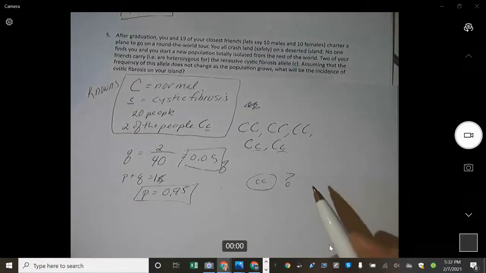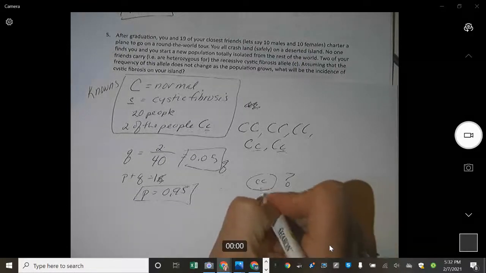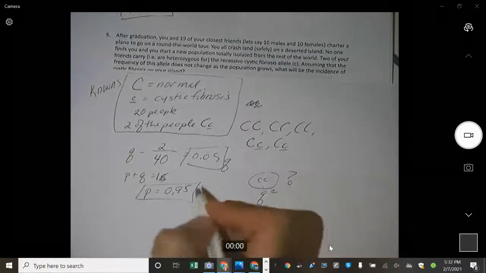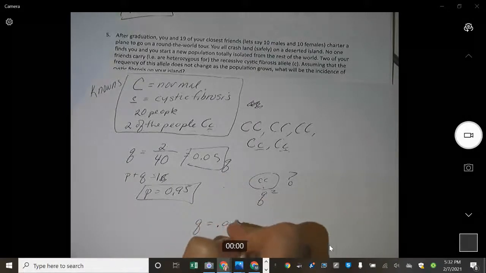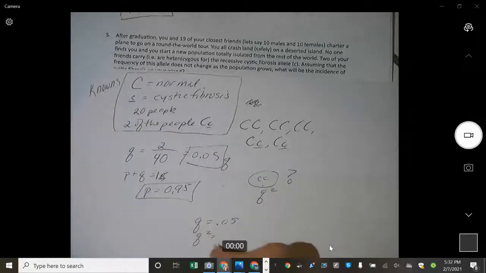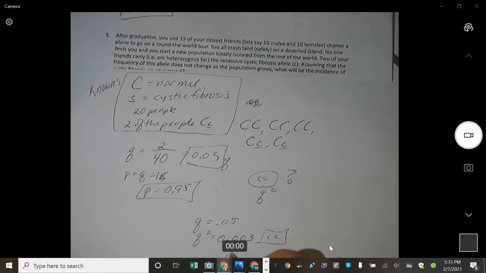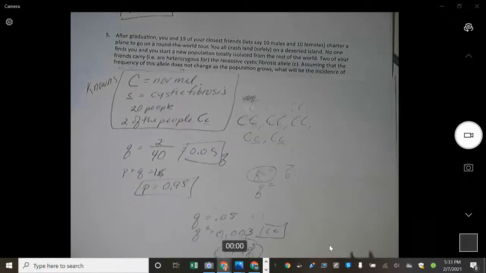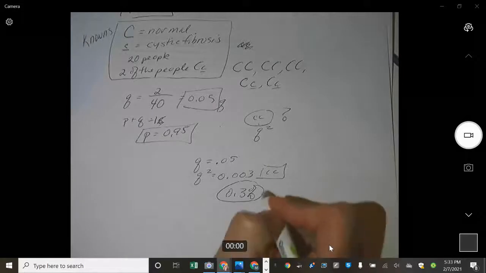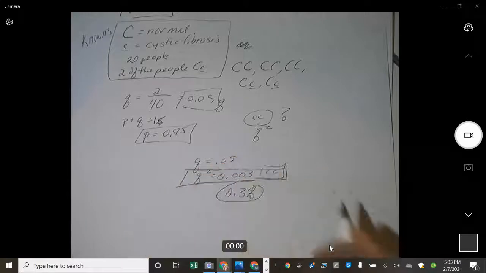So let's say your population continues for 1,000 years and then someone discovers your island. What would be Q squared, right? So if Q is 0.05, then Q squared equals, what's 0.05 squared? 0.003, I'm going to round. So that's the incidence of little c. So right now, that's really like 0.3%, right? So right now there's no one on the island who actually has cystic fibrosis. But let's assume, and this is your answer, right? Q squared is 0.003. That's what we're actually looking for right here.